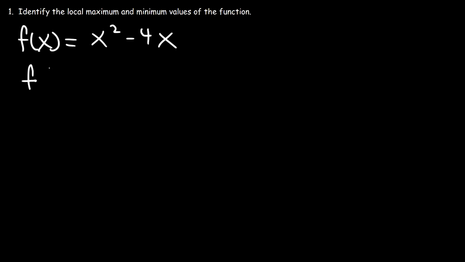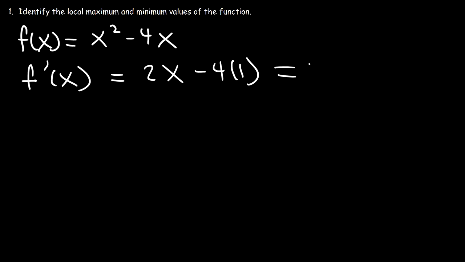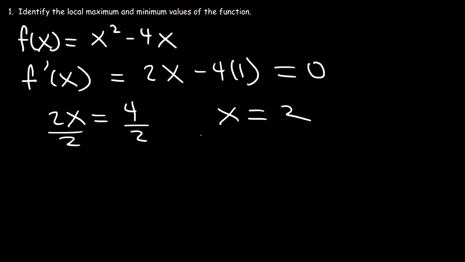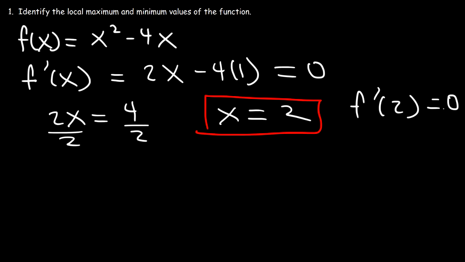So let's start with the first derivative. The derivative of x squared is 2x, and the derivative of 4x is 4. So we have 2x minus 4. Now let's set that equal to 0. If we add 4 to both sides, 2x will equal 4, and then if we divide by 2, this will give us the first critical number. x is equal to 2, since f prime of 2 is equal to 0. So 2 is the critical number.